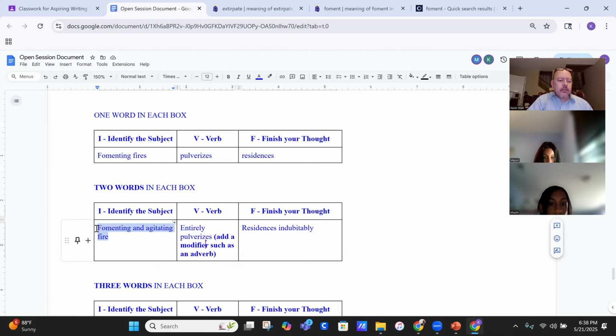Yeah, you have four words here, so you need to make this two words over here. Just do fomenting fire. I thought the above one just happens to be fire. Oh, here you need to take out fomenting. Is it okay if I take it out at the top? Okay.